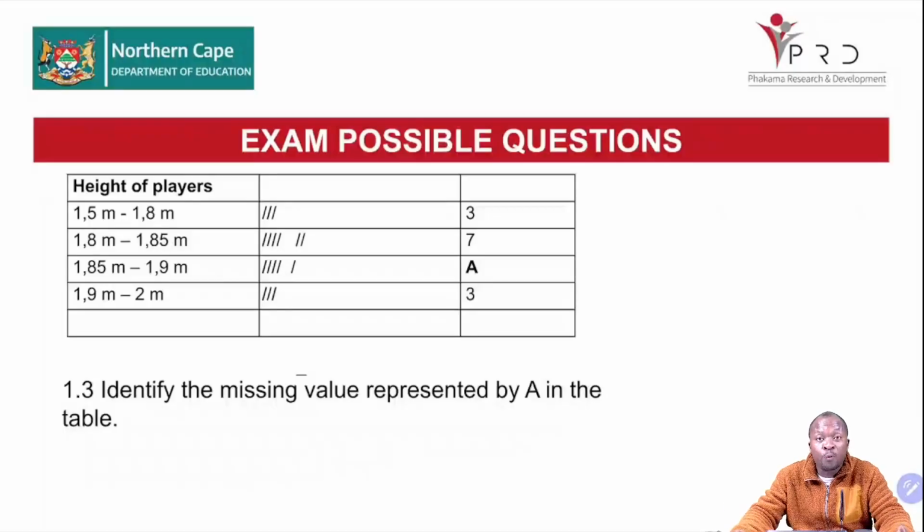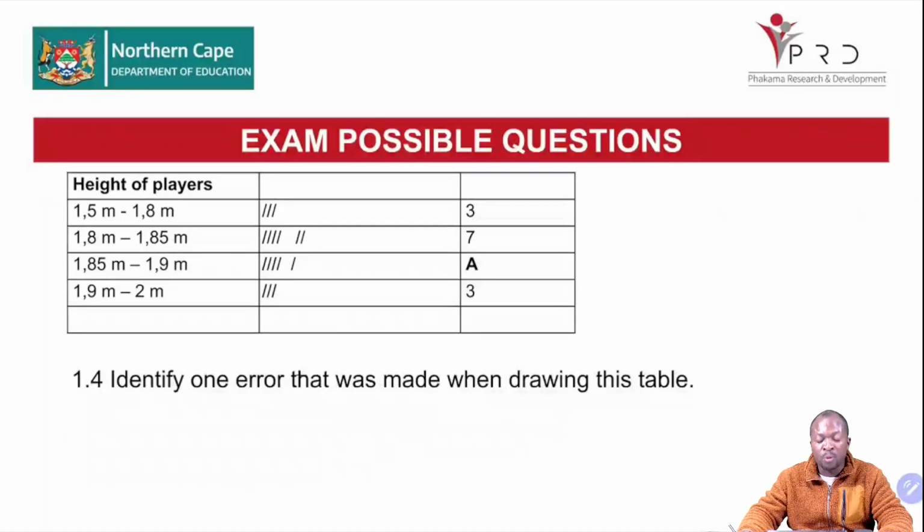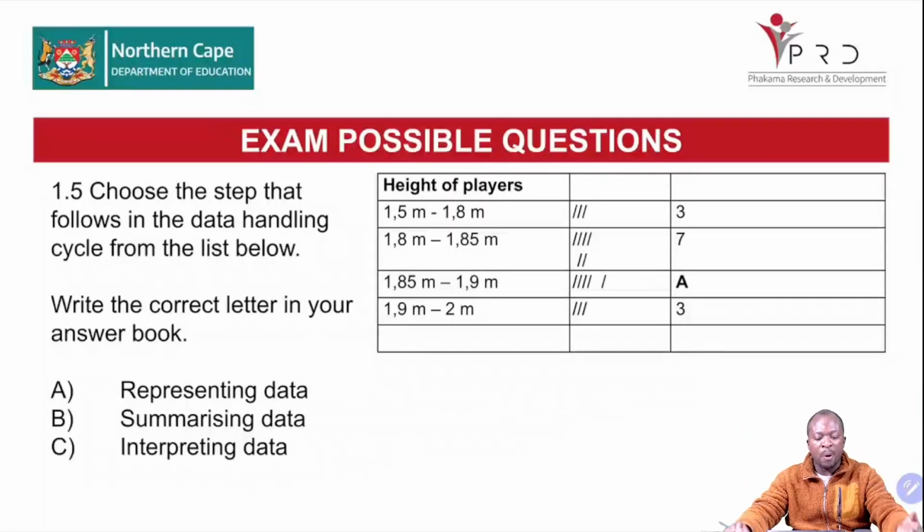Then let's talk of 1.3. Identify the missing value represented by A in the table, meaning we want you to find the answer for the letter A. So how do you find the answer? We are going to reveal soon. Let's look at 1.4 then. Identify one error that was made when drawing this table. Is there something that is wrong? Definitely yes. But then now we want you to be the one to tell us what kind of mistake was made. So let's reveal our answers.